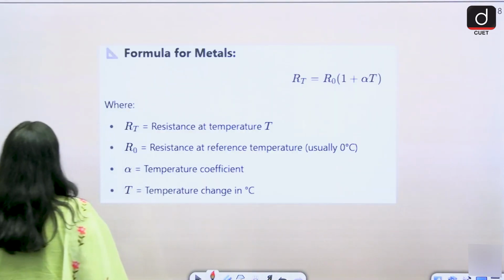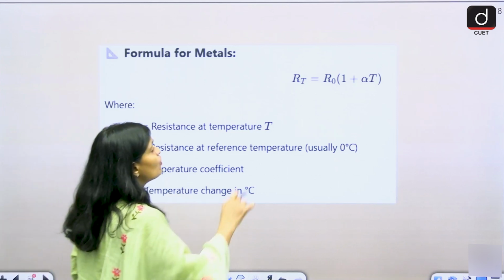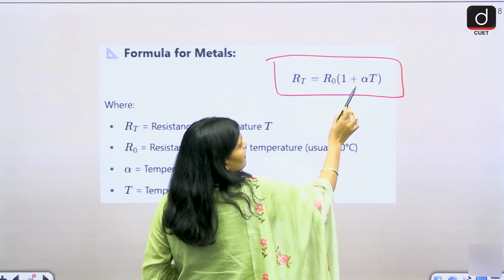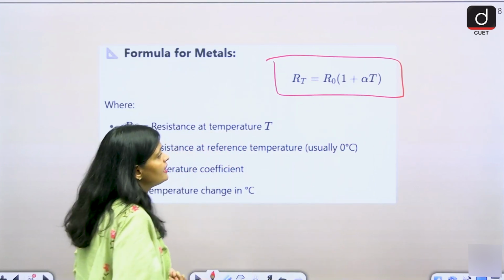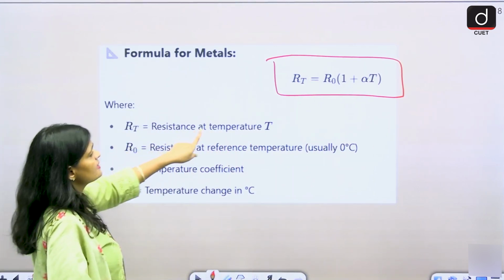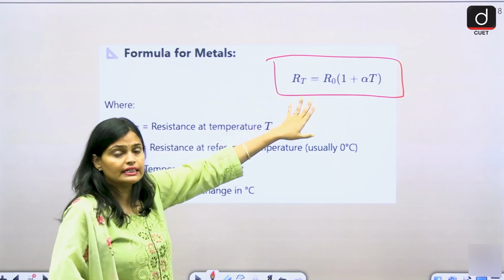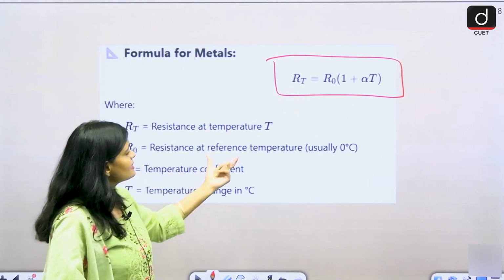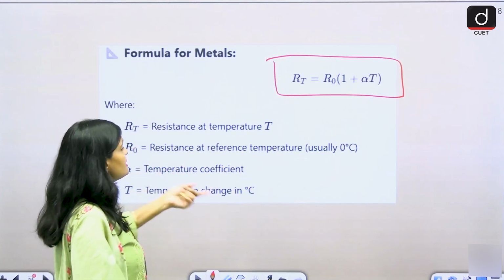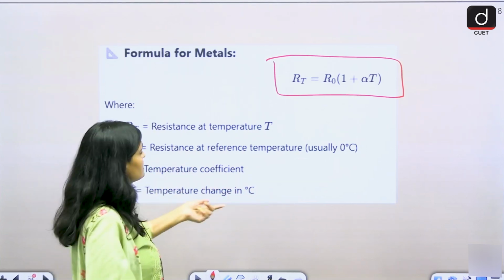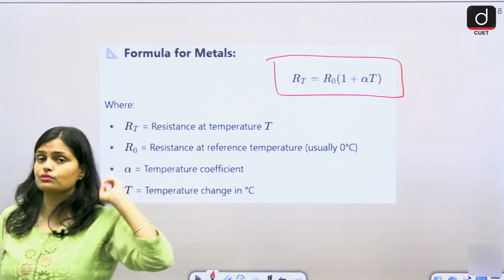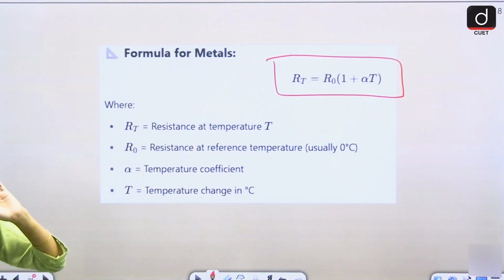Now for metal, the formula for resistance at temperature T is R_T equal to R naught (1 plus alpha T), right? R naught (1 plus alpha T). R_T is the resistance at temperature T. R naught is the resistance at 0 degree Celsius or the reference. Alpha is the temperature coefficient, T is the temperature change. So just note down this formula. With this formula also you will get numerical questions in your exam.